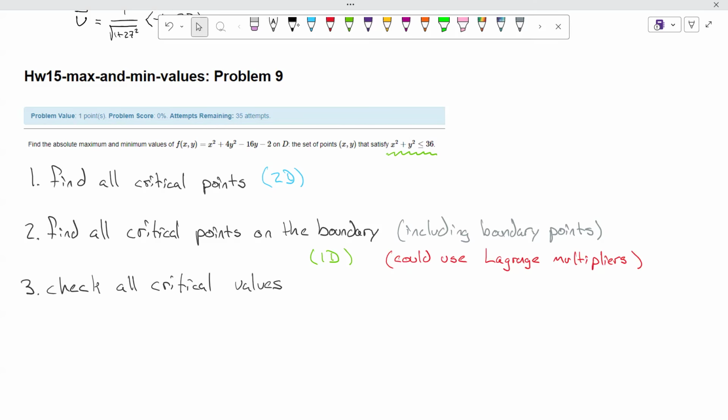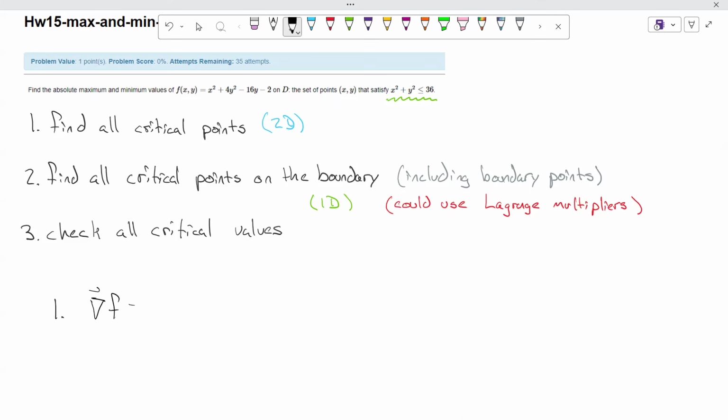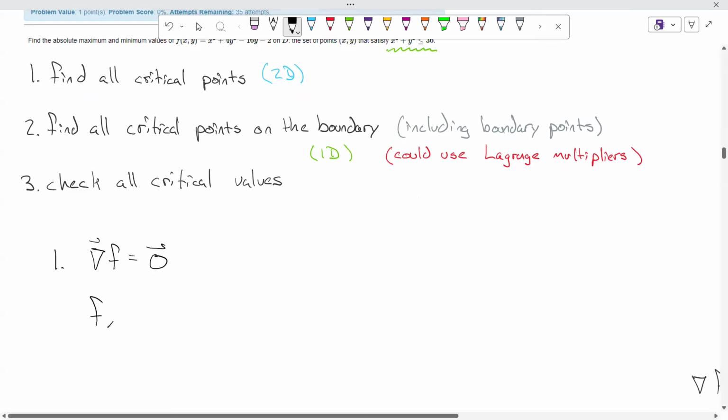So no matter which method we go with, step 1 is always the same. Set the gradient equal to 0. Gradient f equals 0, which really just means f partial x needs to be equal to 0 and f partial y needs to be equal to 0.